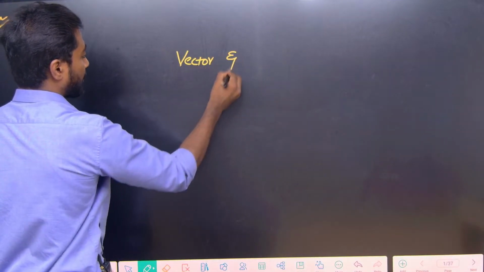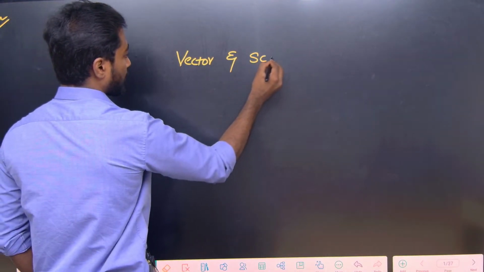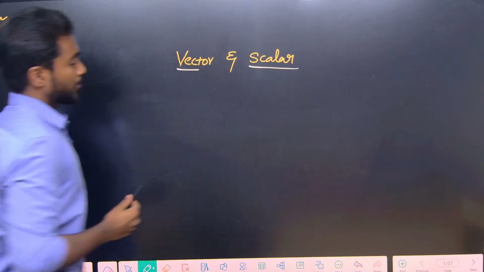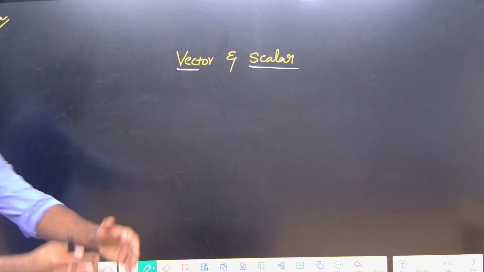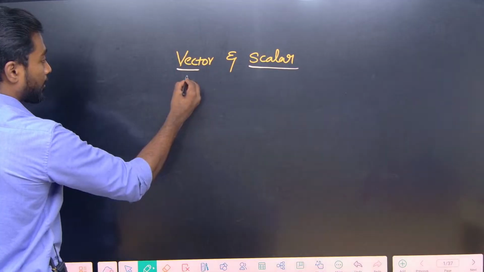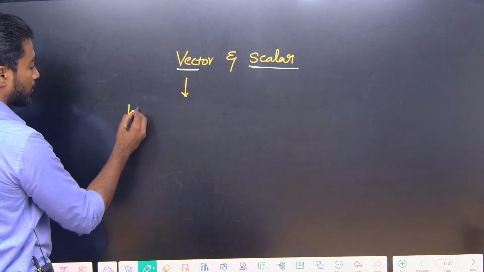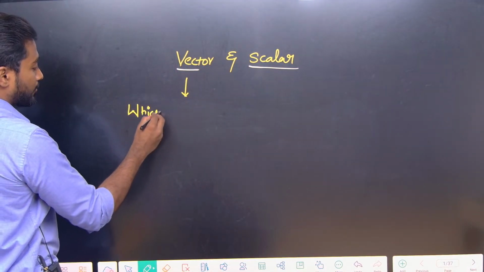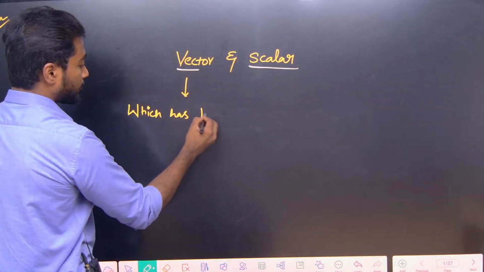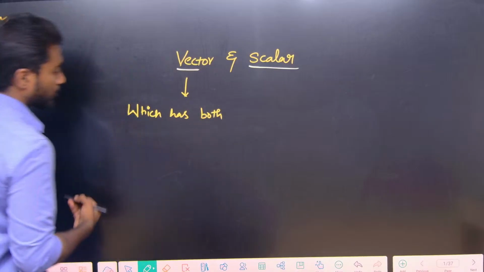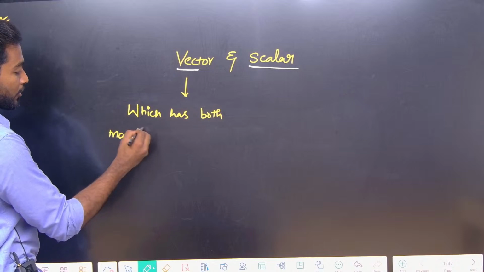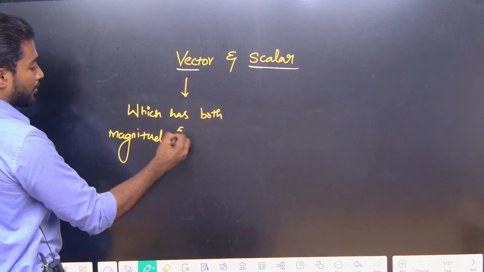Vector and scalar. First, let us see the difference, whatever difference we studied up to class 9th and 10th. A vector is a quantity which has both magnitude and direction.